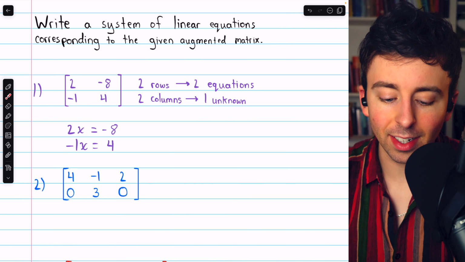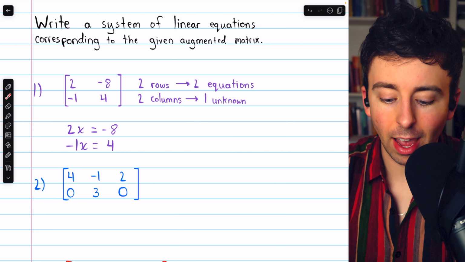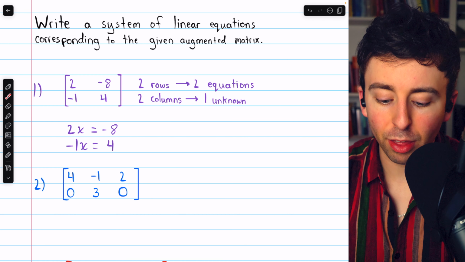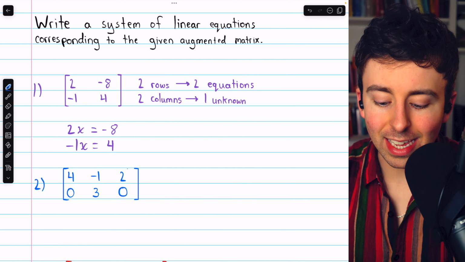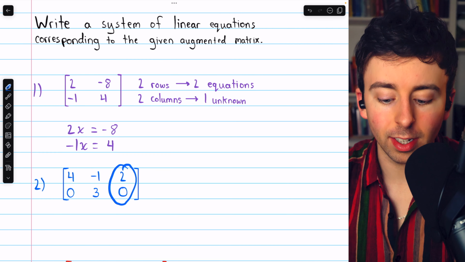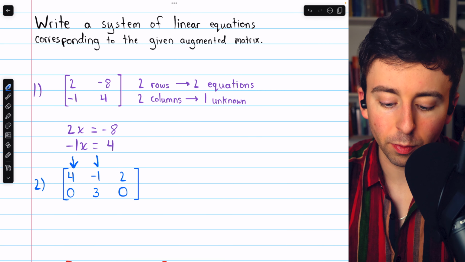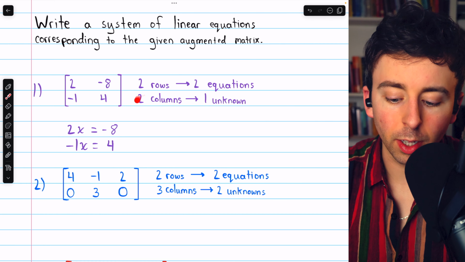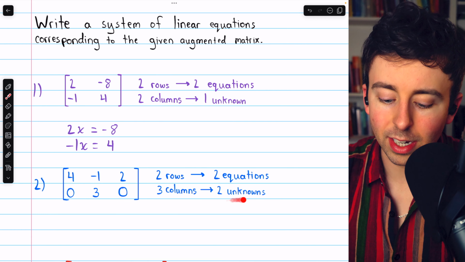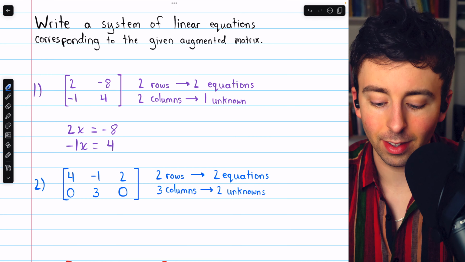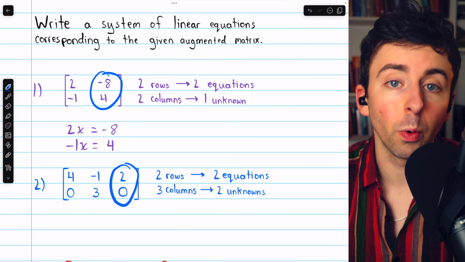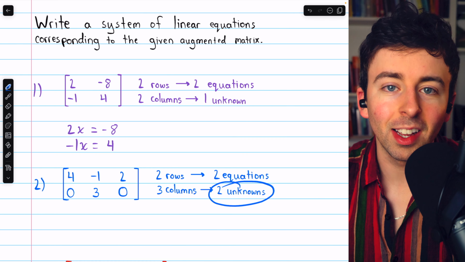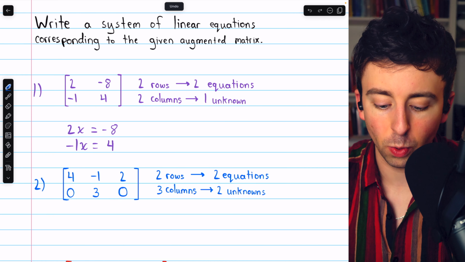Let's check out this second example. Again, consider the size. It is 2 rows, so we'll need 2 equations, by 3 columns. Again, the last column represents the constants, which leaves 2 columns for 2 unknowns. Again, notice how the total number of columns is 1 more than the number of unknowns. That's because the last column is reserved for constants. This time we'll need 2 unknowns. What we call them is up to us. X and Y are common choices.